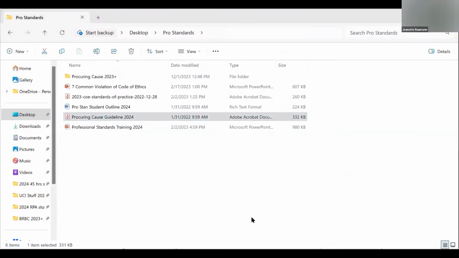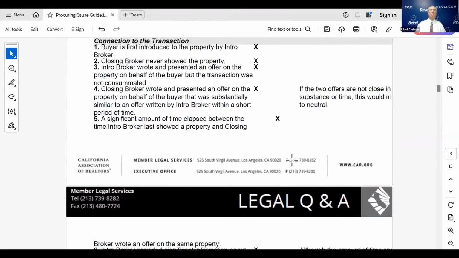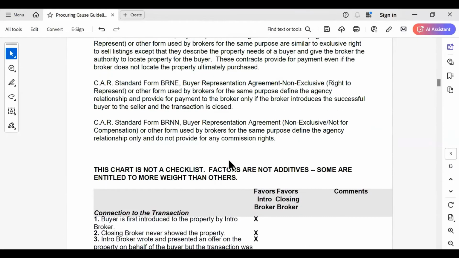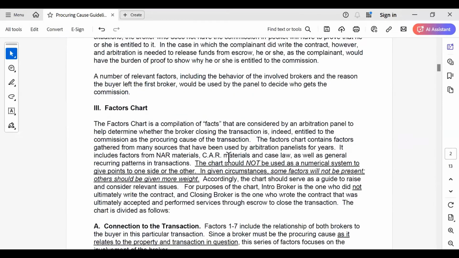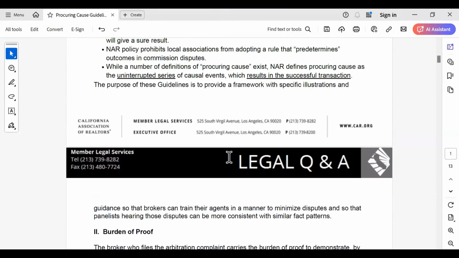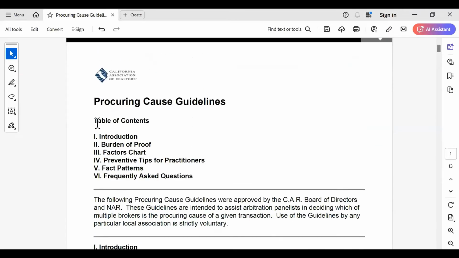Last time you showed a chart, a lot of people could not see it. So when you put up your chart, this chart right here. Yeah, this is called the procuring cause chart. Okay, can everyone see it? If you cannot see it, will you please throw something? Okay, it looks like we're okay this time around. No one's really saying anything. Okay. These are procuring cause guidelines.